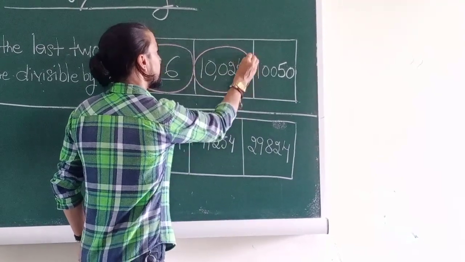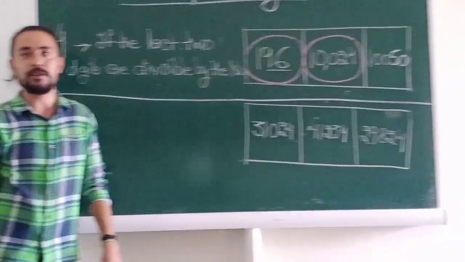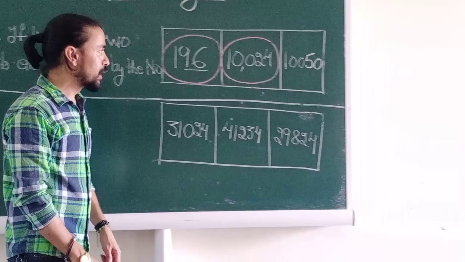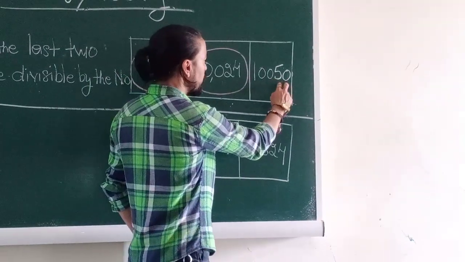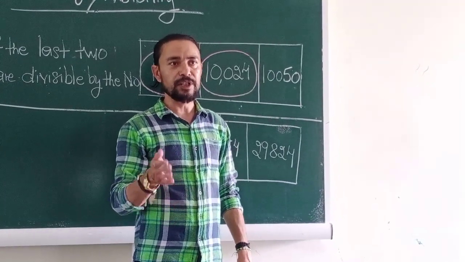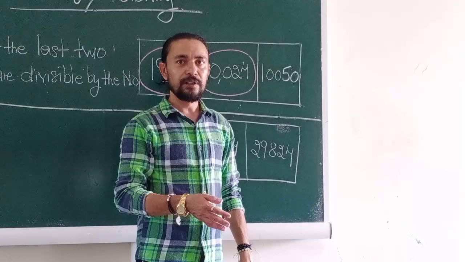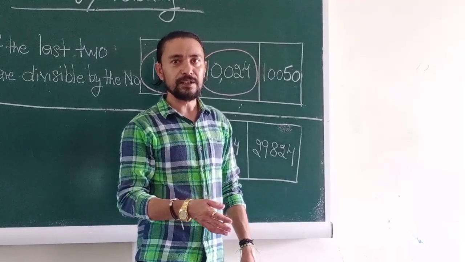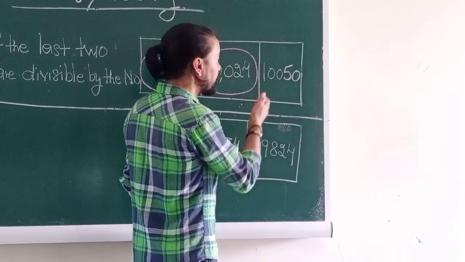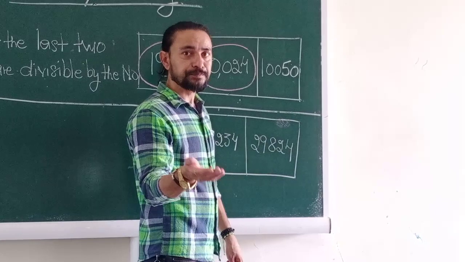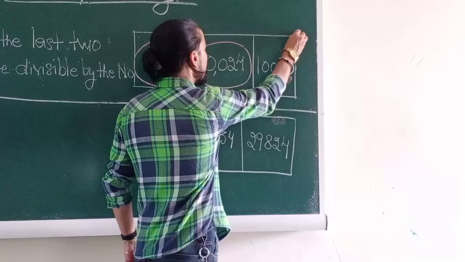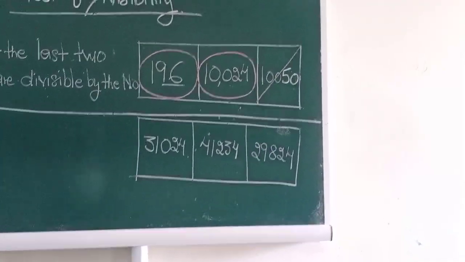I don't have to check. That is the rule. The last two digits of the number are divisible by 4 and the whole number is divisible by 4. Let's go to the third one. 5 and 0, 50. Is 50 divisible by 4? 50 does not come in the 4 times table. 4 10s are 40, 4 11s are 44, 4 12s are 48, and 4 13s are 52. 48, 52, it doesn't come in the 4 times table. So if it doesn't come in the 4 times table, then this number is not divisible by 4.